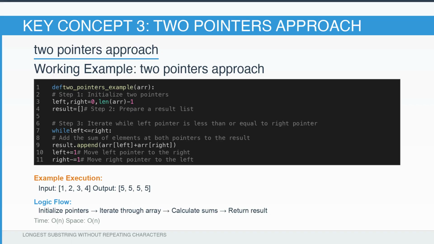Inside the loop, we add the values at both pointers together and store that sum in our result list. After recording the sum, we move the left pointer to the right, effectively progressing through the array, while the right pointer moves left, closing in towards the center. Finally, once we've processed the entire array, we return the populated result list. This method is efficient and visually intuitive, allowing us to gather sums from both ends toward the middle.